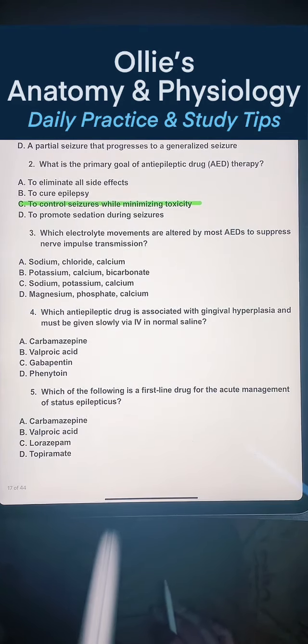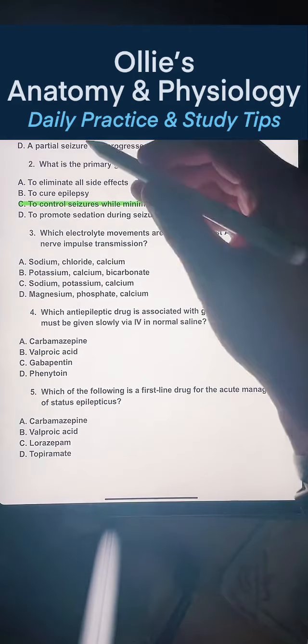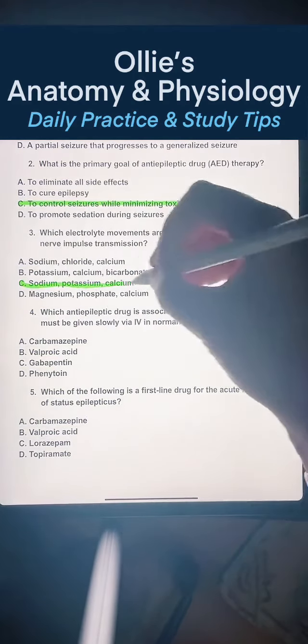Number three. What electrolyte movements are altered by most AEDs to suppress nerve impulse transmission? What do we think that one is, guys? I'm seeing a lot of C's. You guys are correct. It is C. It is sodium, potassium, and calcium.